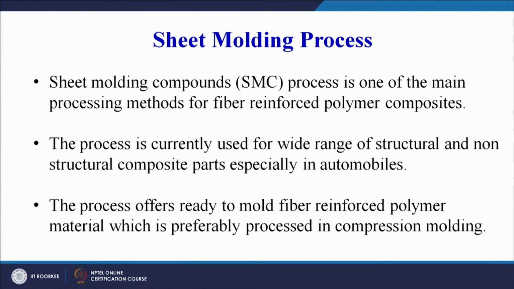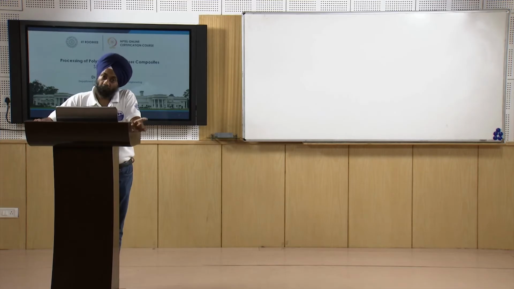The process offers ready to mold. Now important point to note, ready to mold. So the process offers ready to mold fiber reinforced material which is preferably processed in compression molding. So it acts as a raw material. The sheet molding compound acts as a raw material for the compression molding process, and I believe that all of you may be knowing about the compression molding process, which we have already covered both for polymers as well as for polymer based composites.